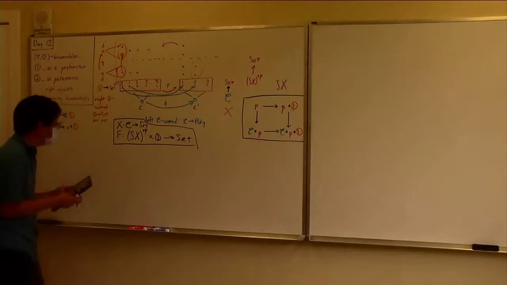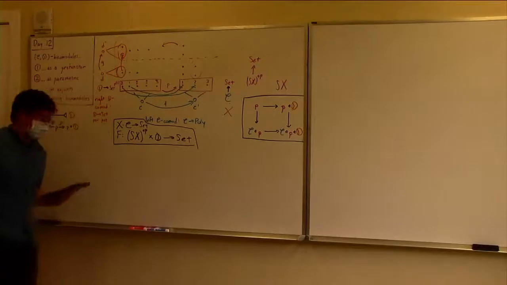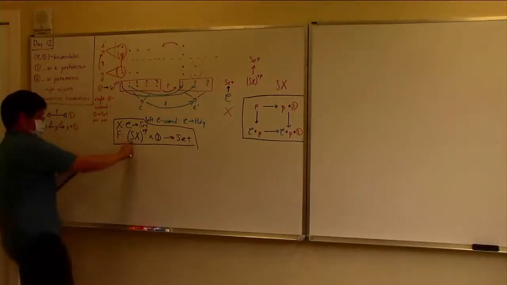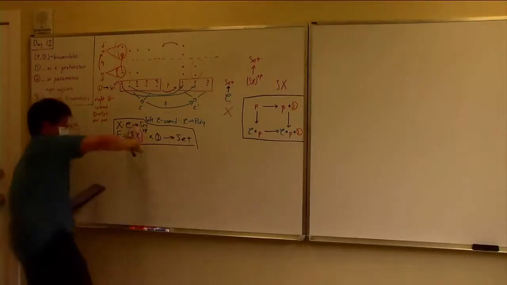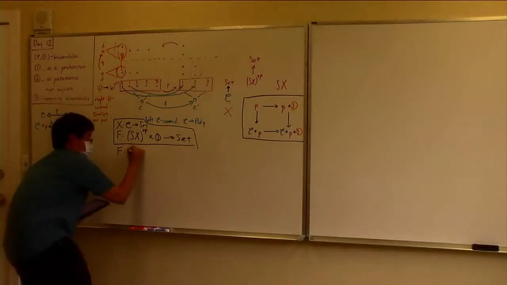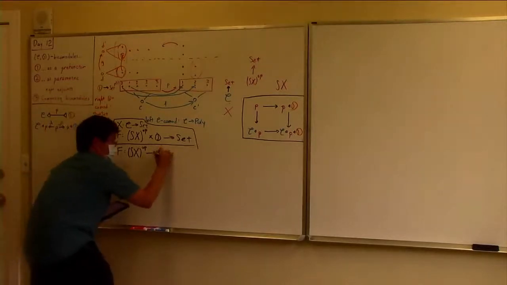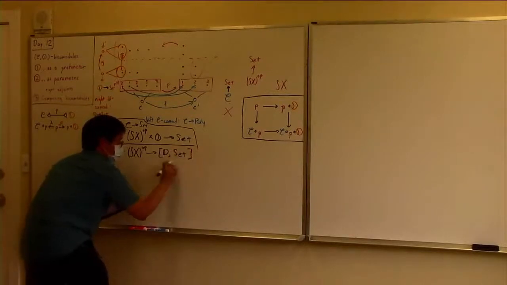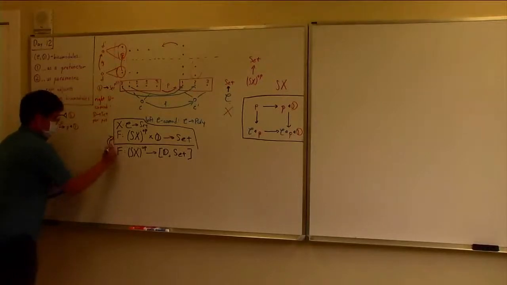So let's start by looking at how else we can interpret this F here, right? We have this functor from category of elements of X, op, times D to set. You can curry this to get an equivalent functor. I'm still just going to call it F, from category of elements op to the category of functors from D to set. These two things are equivalent.